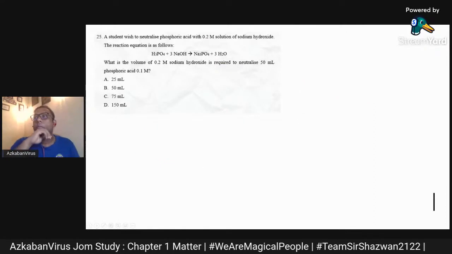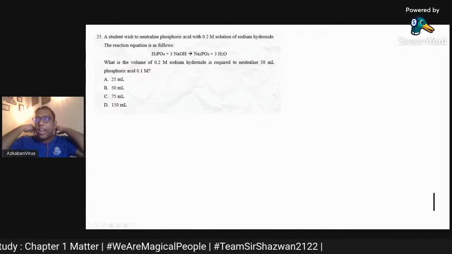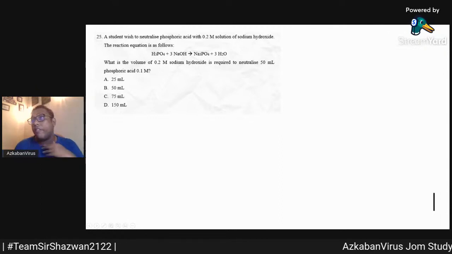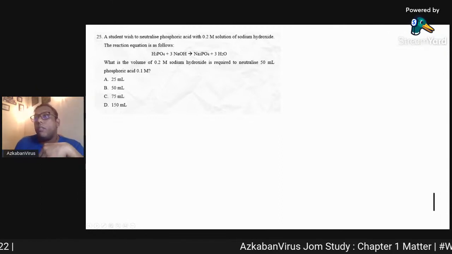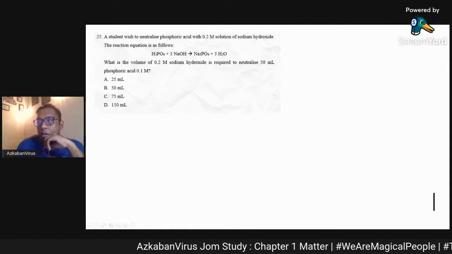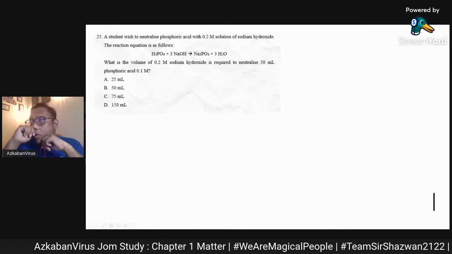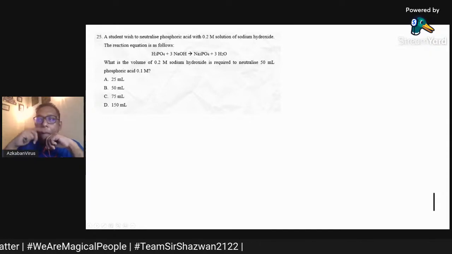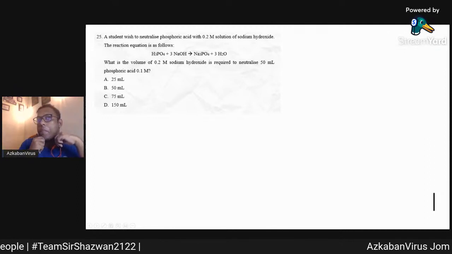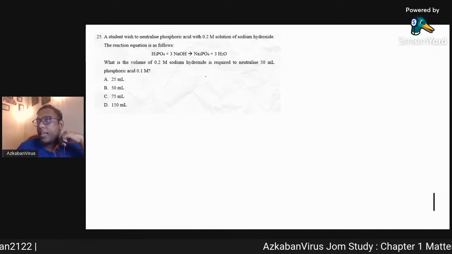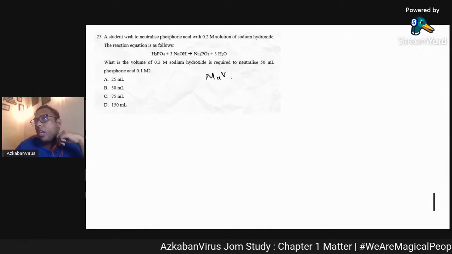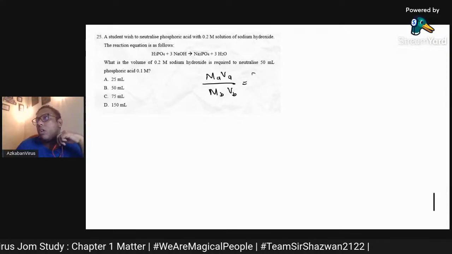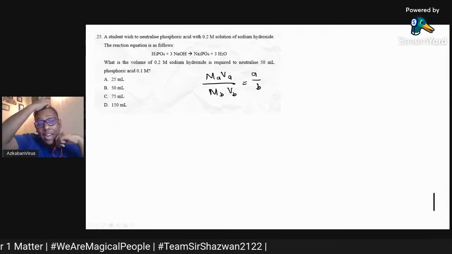Okay, soalan berikutnya. A student wish to neutralize phosphoric acid with 0.2 molar of sodium hydroxide with the reaction below. Okay, what is the volume of the 0.2 molar sodium hydroxide required to neutralize 50 ml of phosphoric acid, 0.1 molar? Okay, ini kalau dekat dalam lab kamu ada belajar satu formula yang cepat iaitu MA VA over MB VB is equal to A over B. Ini adalah formula dalam lab yang kita belajar.